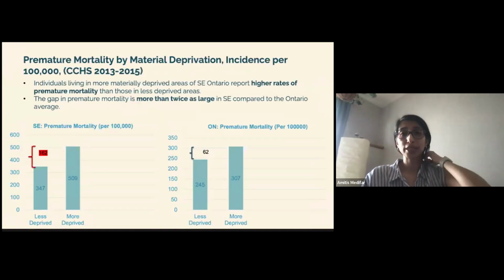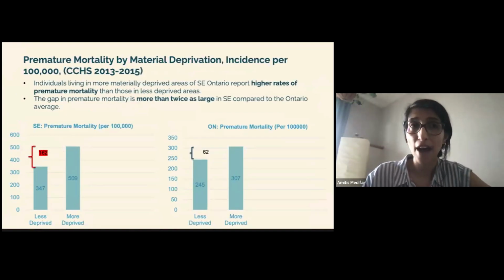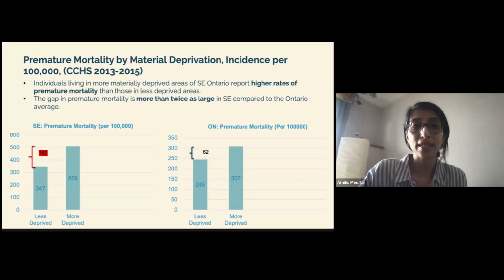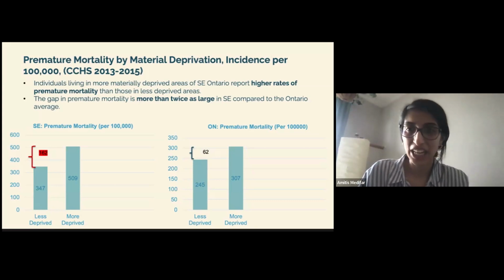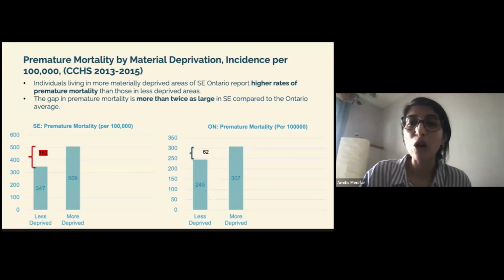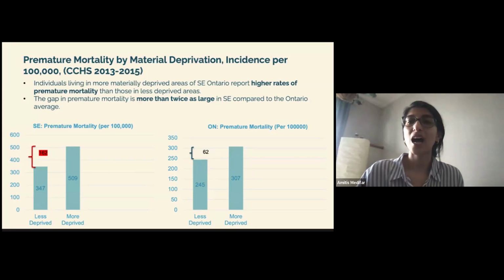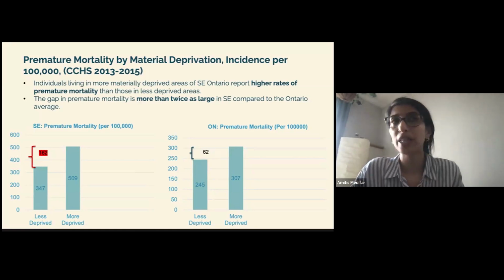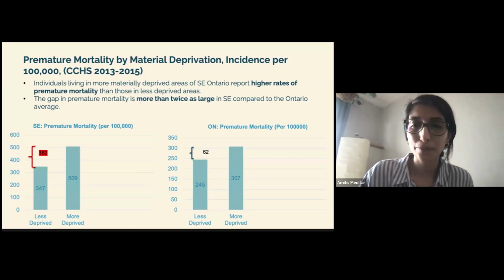The next one looks at premature mortality, deaths before age 75. In the Southeast region, people in more materially deprived areas die at a much higher rate than those in less deprived areas, and the gap is dramatic, as you can see here, 160 and 62 in Ontario overall. And this really speaks to how place-based inequities, things like housing, income, and employment, shape health long before people even enter the healthcare system.